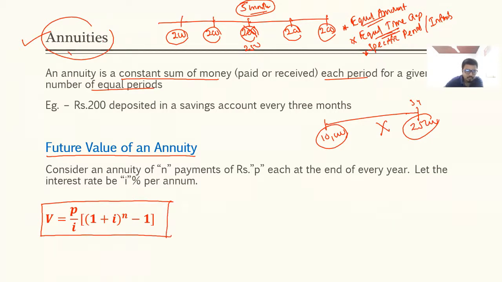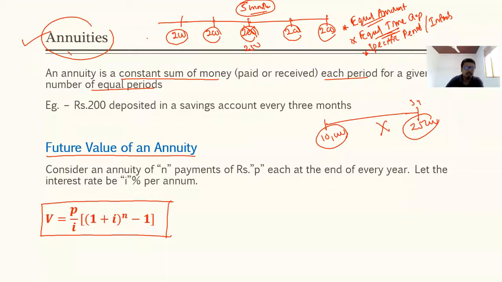The most important thing is that we should be able to identify whether it is an annuity or not. We need to understand whether the amount given to us is an annuity or not. What must an annuity be? The same amount at equal time gaps for a specific time period. Then it is an annuity.